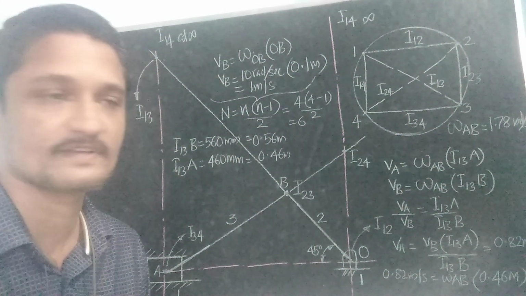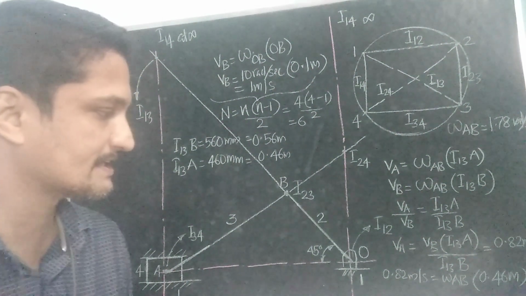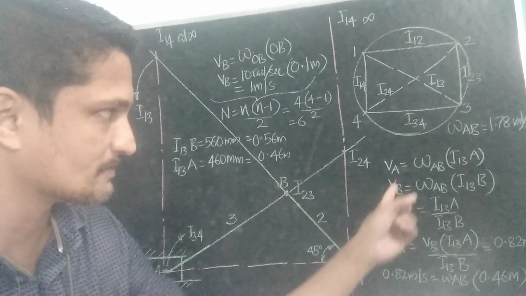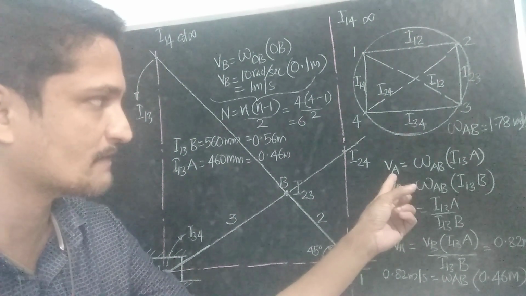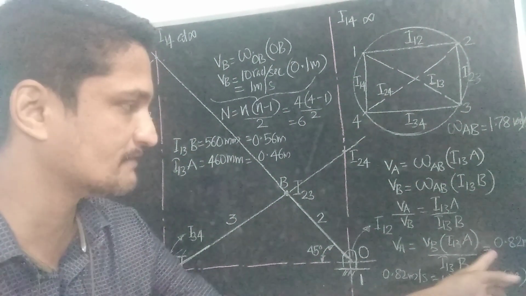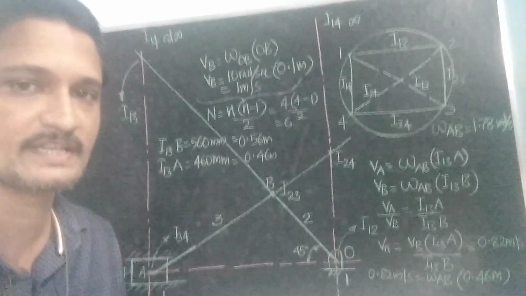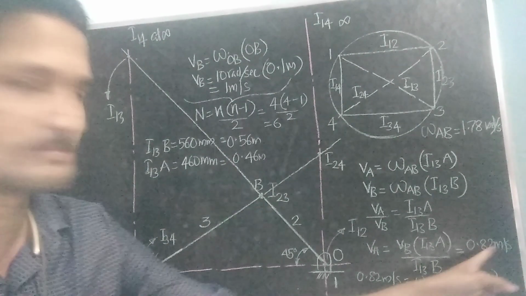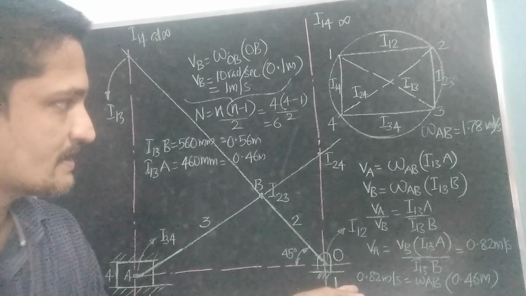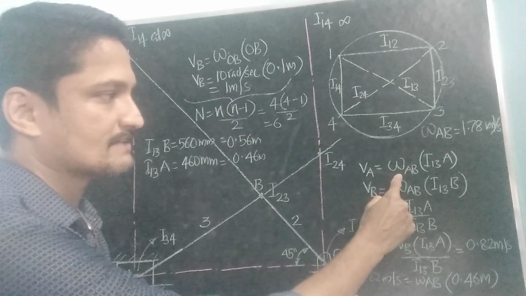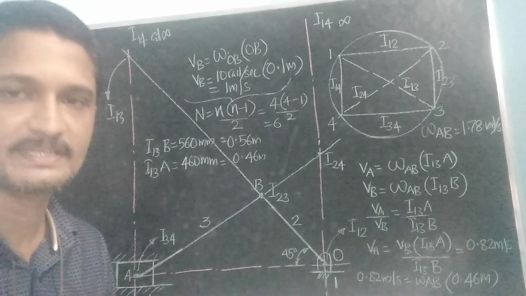That is equal to 1.78 radian per second. Here we substitute the VA value already found, that VA is equal to 0.82 meter per second, in equation number 1. Then we can easily calculate omega AB.